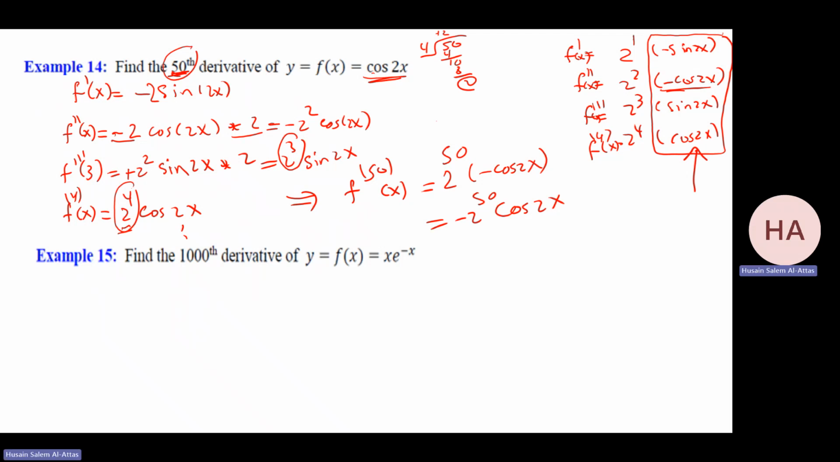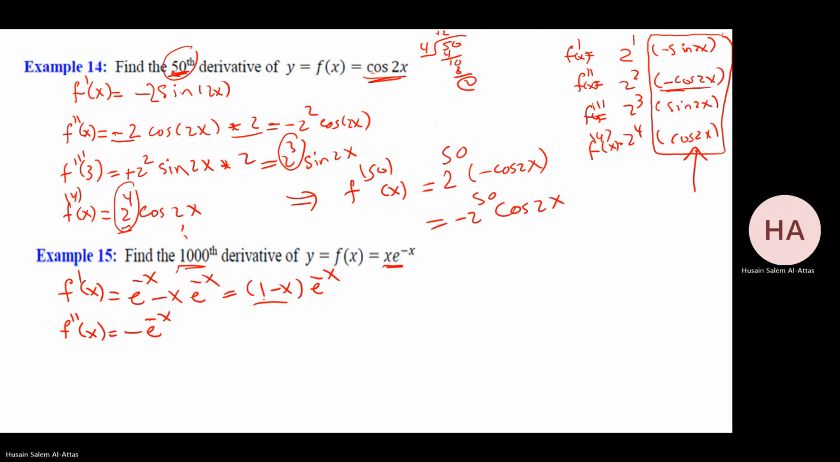I hope it's clear. Now they want the nth derivative for this. Just do 1 or 2 steps, you will notice it. This will be what? e to the minus x, and e to the minus x, which is 1 minus x times e to the minus x. Second derivative of this: minus e to the minus x plus 1 minus x times e to the minus x times derivative of this, minus 1, so that will be minus. So it will be x minus 2 times e to the minus x.